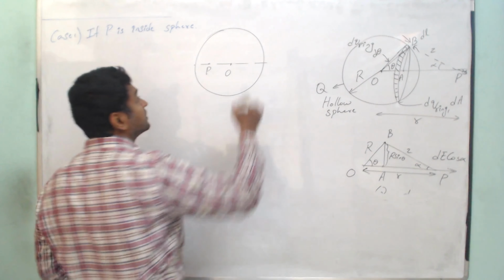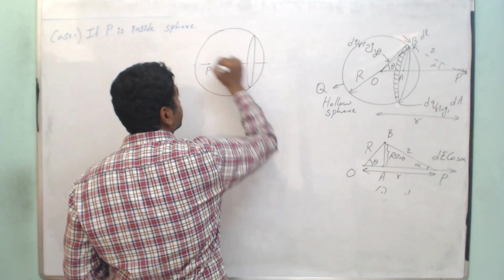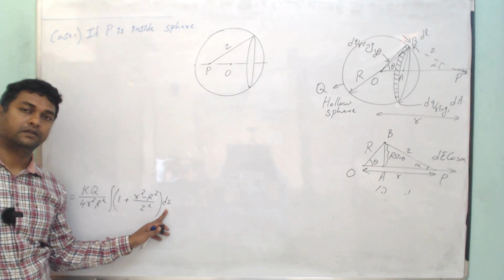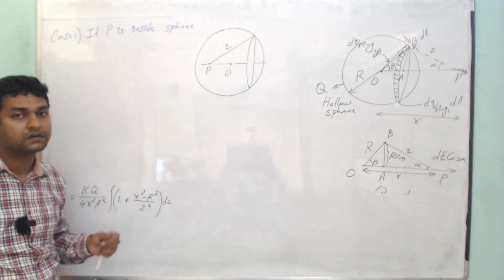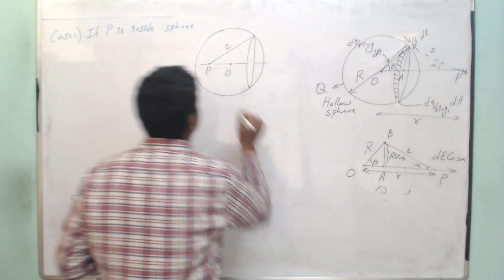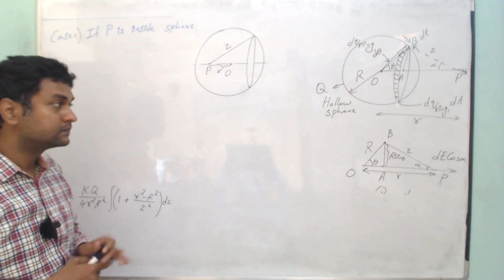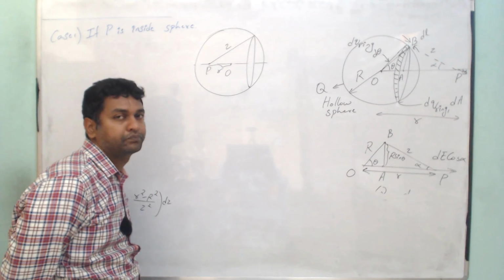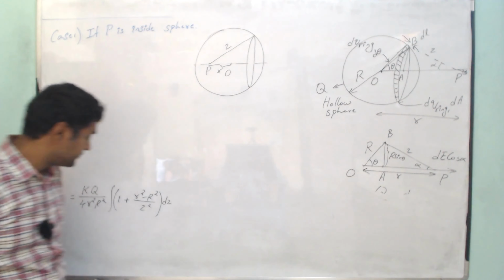If my loop is here, that means Z is this. I'm interested in Z because I'm interested in the limits of Z. One another thing, the distance from O to P is R. And I'm interested in what? Limits of Z.